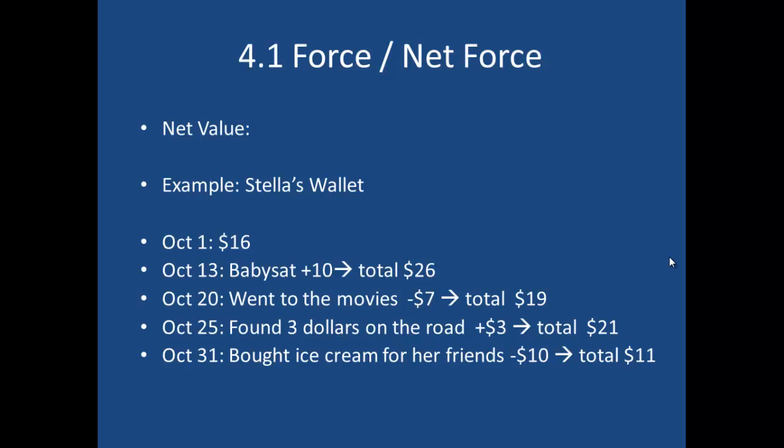If I were to ask you what the net change in Stella's wallet was, you would probably already know how to calculate this. You would take the final amount of money that she had and subtract the initial amount of money that she had. So she would have a net change of -$5. Now, in order to figure this out, we had to consider all of the changes that occurred throughout the month. However, we can sum up all of those changes with a single value. And that's what we'll be doing with net force. We will take all of the forces acting on an object and determine what the overall change in that object's motion will be.